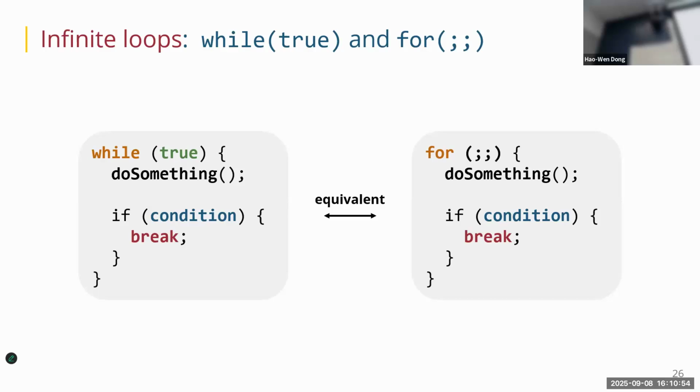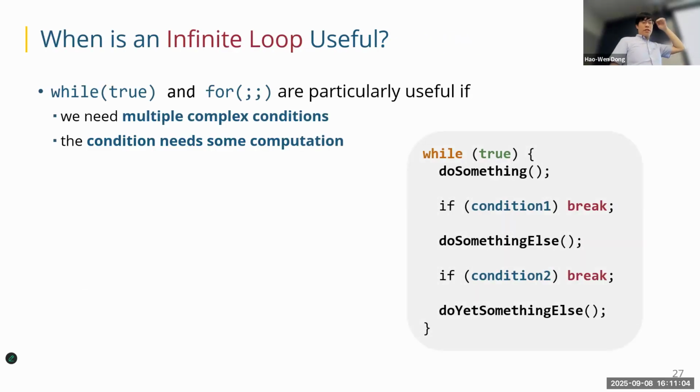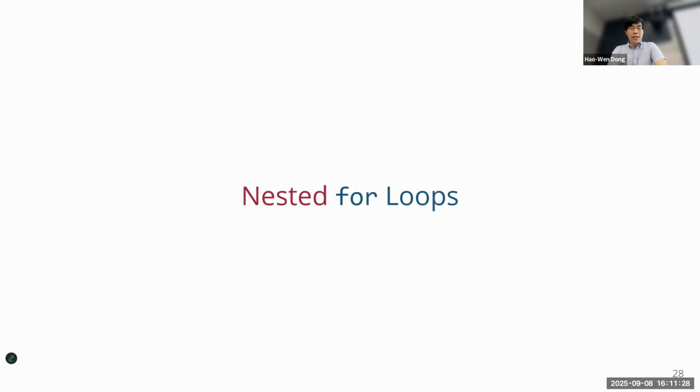Cool. So that's infinite loops. Sometimes an infinite loop can actually be useful, even though I typically recommend against that. Especially when you have so many different complex conditions and some of these need to be computed, then in that case, these infinite loops could be useful. Cool. I think we're mostly done with the technical part.